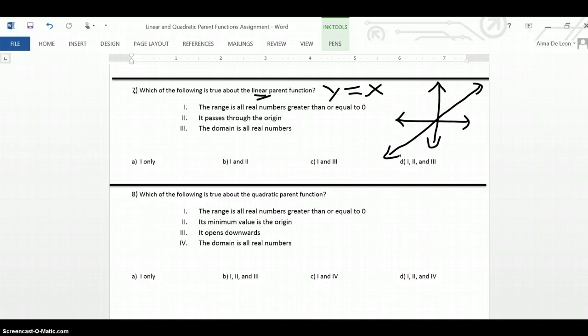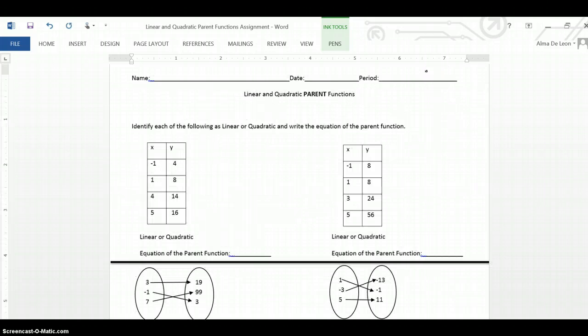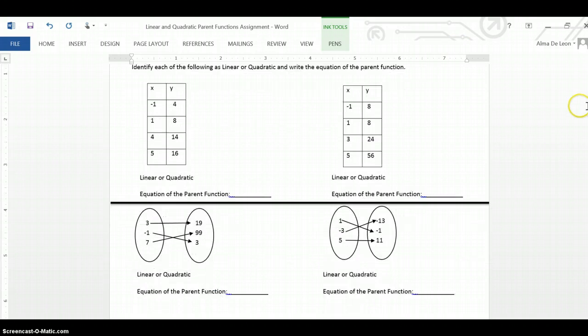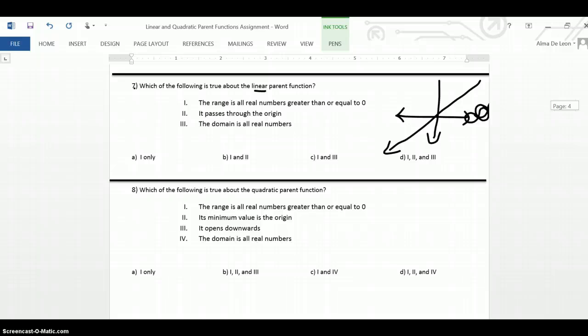The range is all real numbers greater than or equal to 0. Remember, if I want to look at domain and range, I'm always going to start by putting infinity anywhere where my arrows are pointing. This arrow at the top is pointing to the right. It's also pointing upwards. So I'm going to write an infinity on top, and I'm also going to write an infinity to the right.